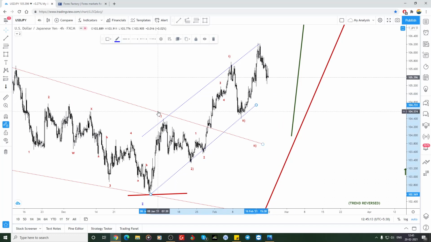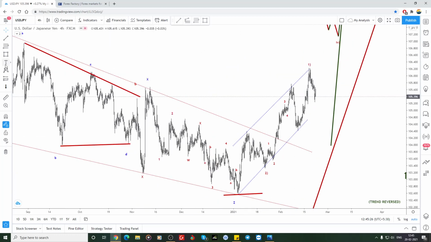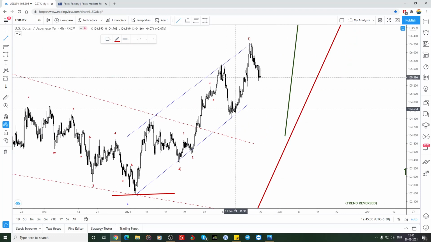This could be a leading diagonal, 1, 2, 3, 4, 5. So we make this a 1, and we are expecting a second wave. What I said, it could be a deeper one. What I expected here is 1, 2, and a bigger 1, 2. Here I expected that, and after that it doesn't want to come to this zone.